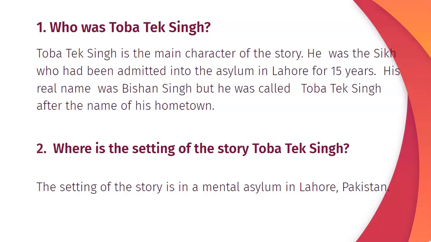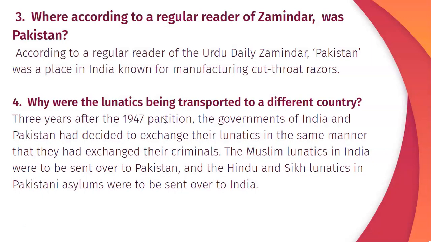Where is the setting of the story Toba Tek Singh? The setting of the story is in a mental asylum in Lahore, Pakistan. Where, according to a regular reader of Zamindar, was Pakistan? According to a regular reader of the Urdu daily Zamindar, Pakistan was a place in India known for manufacturing cutthroat razors.